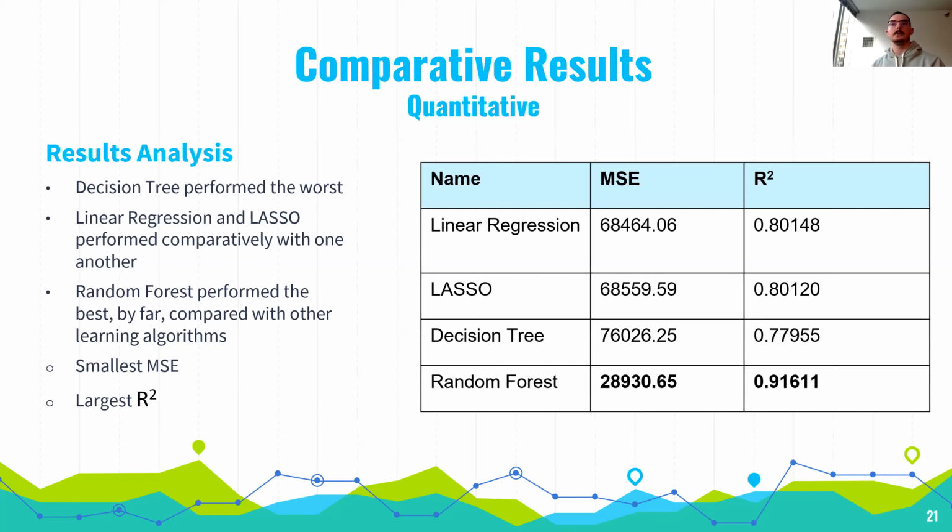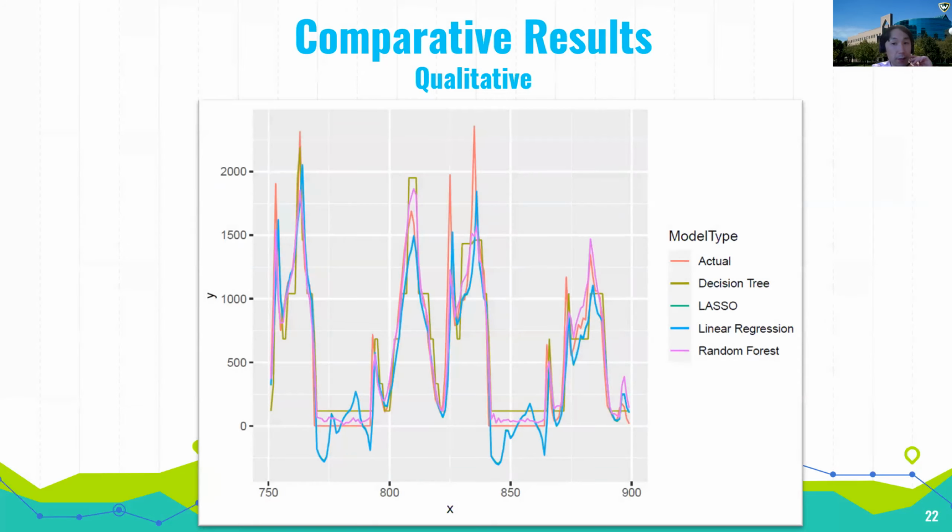So here are the results. Decision tree performed the worst. It had the greatest mean squared error, and it had the smallest variance. Linear regression and Lasso, interestingly, performed very comparably with one another, but Random Forest performed the best by far compared with the other learning algorithms. It had a significantly smaller mean squared error and a significantly larger variance. So this is the test error.